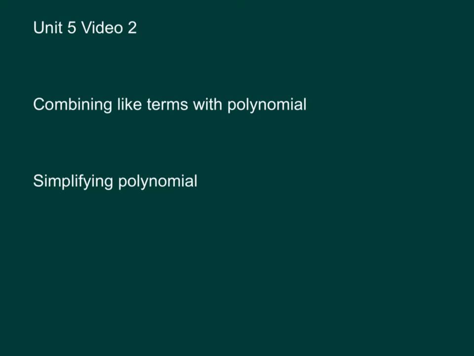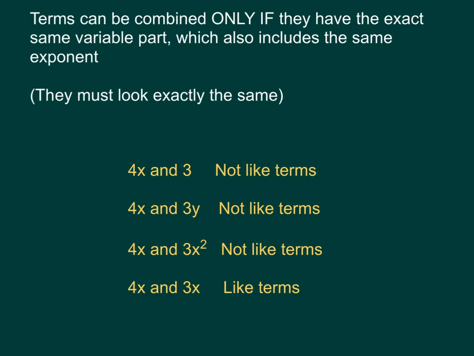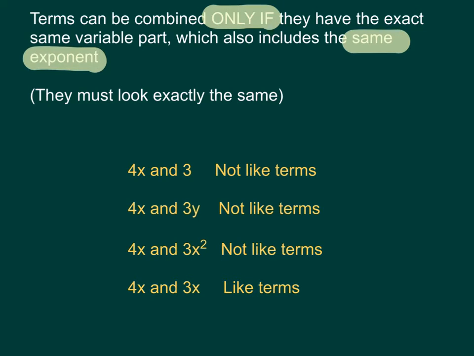All right, Unit 5, Video 2: combining like terms with polynomials, otherwise known as simplifying polynomials. Terms can be combined only if, and I can't stress that enough, they have the exact same variable part, which also includes the same exponent. That's often what students mess up: they see an x with an x squared and think they can combine them. So they must look exactly the same.